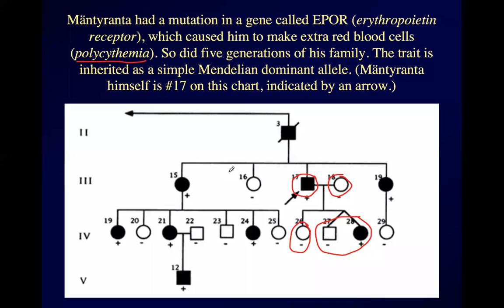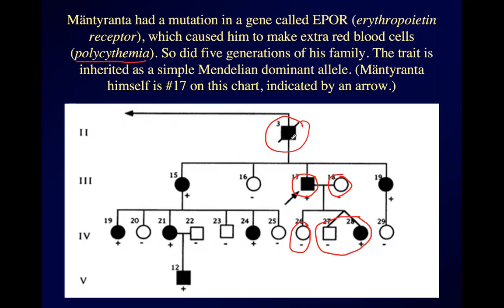And Mäntyranta had 3 sisters. And there's Mäntyranta's dad. The slash right there indicates that his dad was deceased at the time the study was done. And every one of these simple symbols that is shaded black has extra red blood cells, has the ability to make these extra red blood cells.